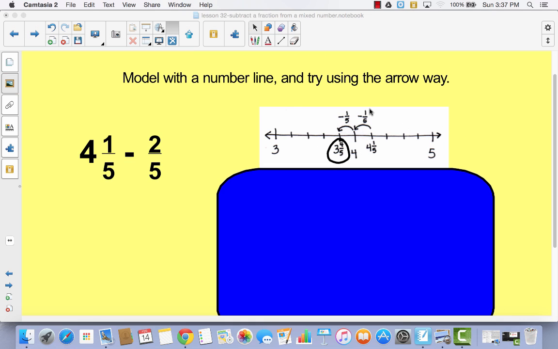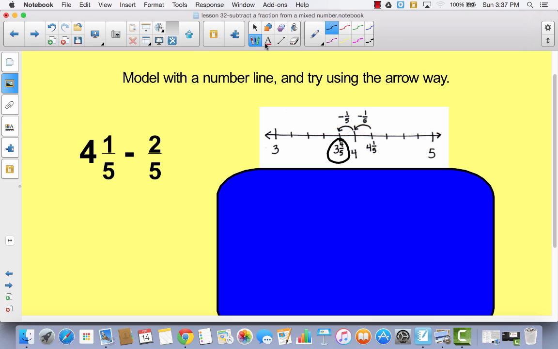To use the arrow way, first of all, we're going to think about where we are beginning here. We're beginning at 4 and 1/5, and I'm trying to take away 2/5. So the first thing I'm going to do is take away 1/5. And where does that leave me? When I've got 4 and 1/5 minus 1/5, I'm at 4. So let's think for a minute about why I took away 1/5. The reason I took away 1/5 was because I wanted to go from 4 and 1/5 backwards to the next whole number.